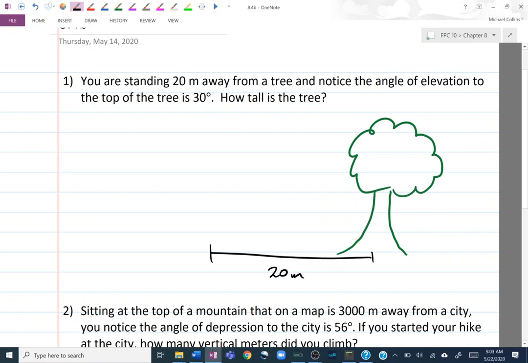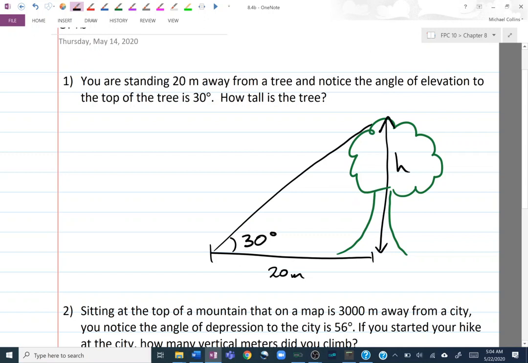It tells us the angle of elevation is 30 degrees. So notice how the ground is a nice horizontal, and that means that the angle from that horizontal to the top of the tree is 30 degrees. And it's asking us, how high is the height of that tree?